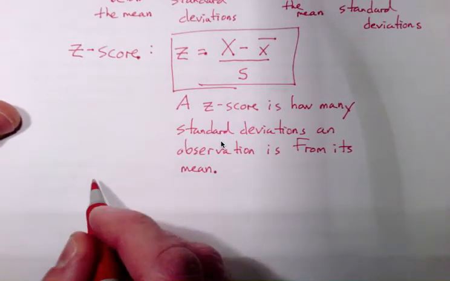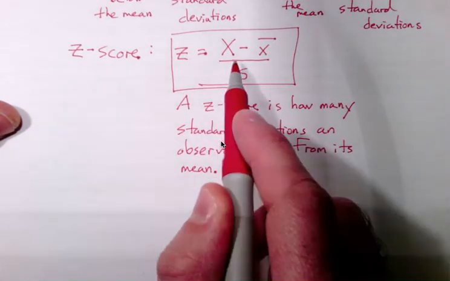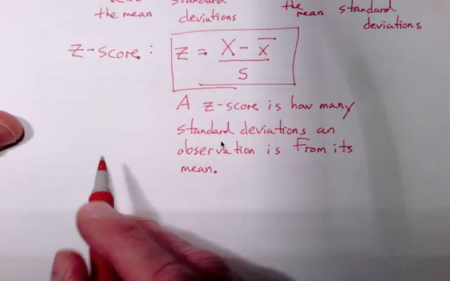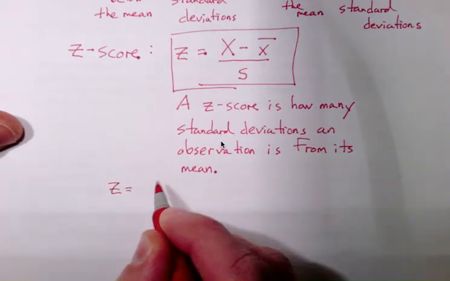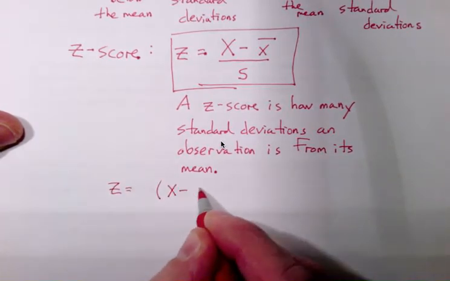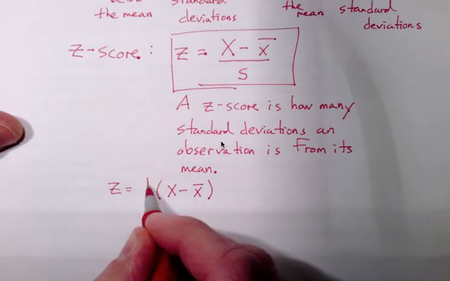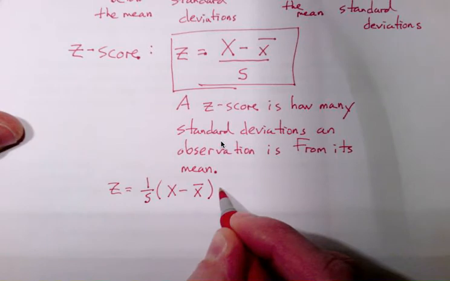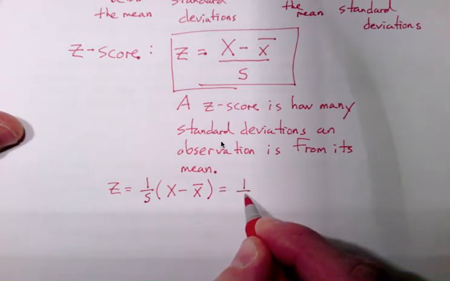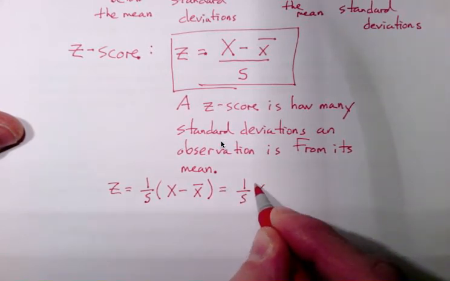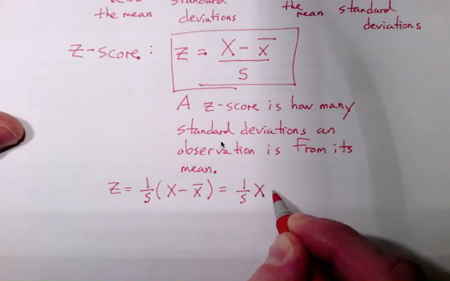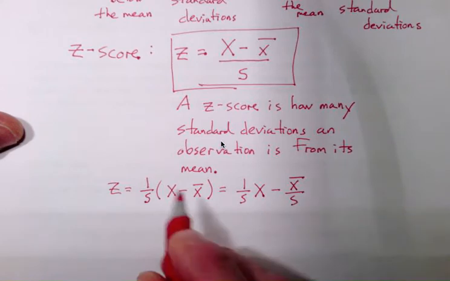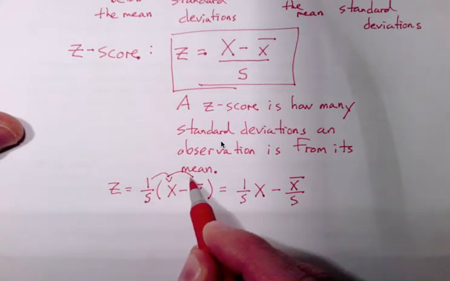So take a look at this. Z equals x minus x bar, that quantity divided by the standard deviation. I can rewrite it this way. I could take the deviation of x minus x bar, and instead multiply it by 1 over the standard deviation. That would be equivalent. By distributing, that 1 over the standard deviation is multiplied to the observation x, and then we are subtracting the constant x bar over the standard deviation after I distribute that to both terms.